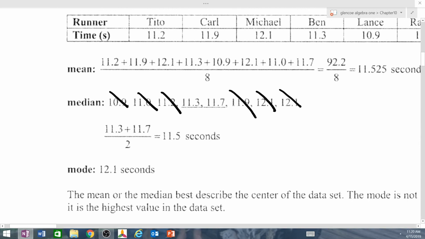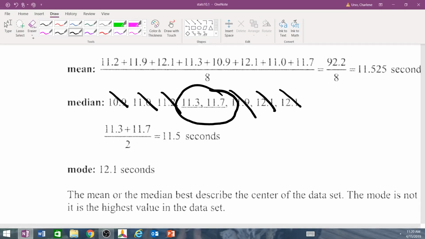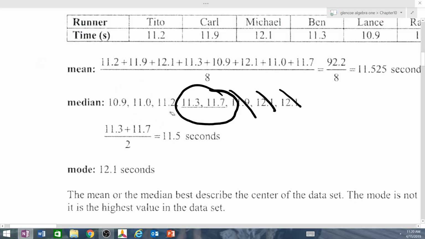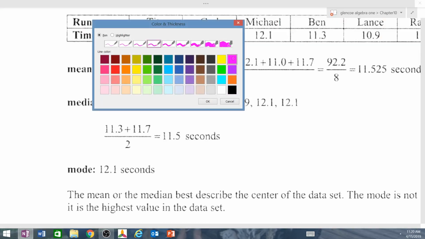And when you do that, you find now you're left with 2 middle numbers. Please remember, when you have 2 middle numbers, you add them together and divide by 2. And then your mode is which number in the data set occurred most often. The only thing that occurred more than one time was 12.1.